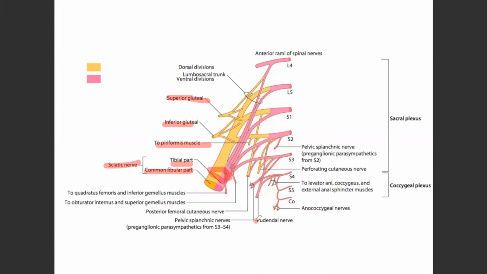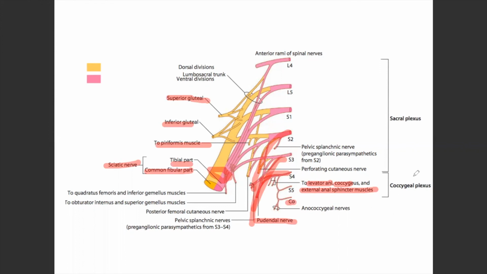The pudendal nerve here is basically formed of S2, S3 and S4, and it's the most important one obviously. Then there's the coccygeal plexus, which is basically the nerves that are supplying the levator ani, coccygeus muscle, and external anal sphincter muscles. So it's basically from S5 and S4 along with the coccygeal nerve. Okay? So these we call the coccygeal plexus.